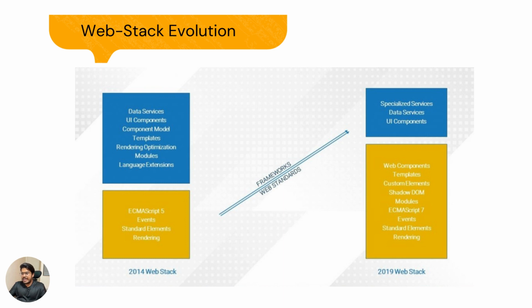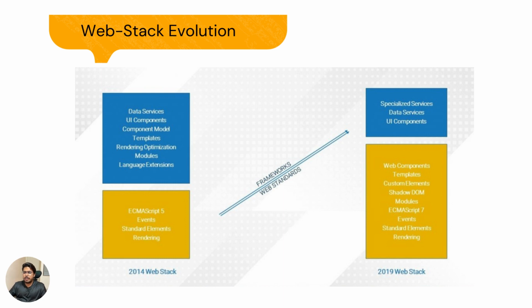Okay, so what happened in the 2019 web stack is that all these things are available inside the web standards only. So we don't have to create any additional framework layer to cover all this, I mean to create UI components, because all these things are already available inside this 2019 web stack.